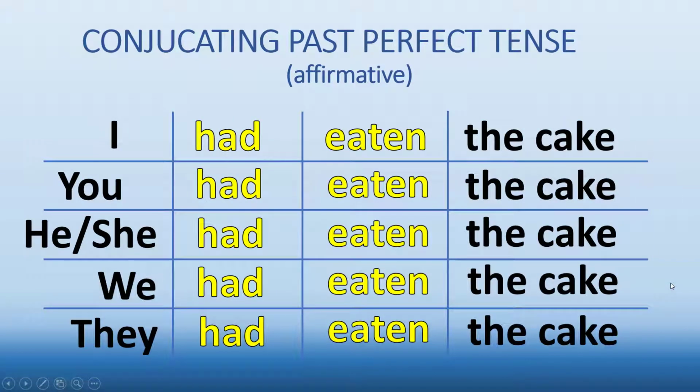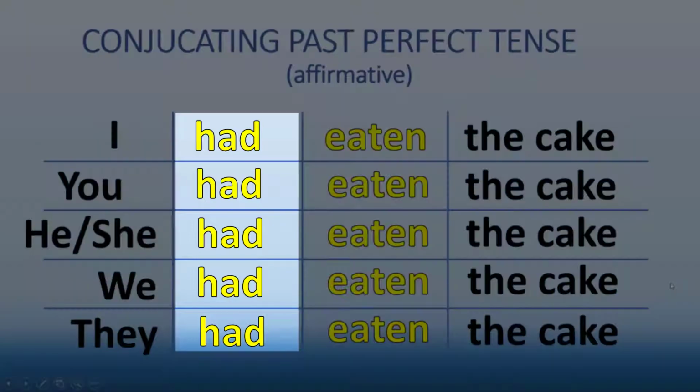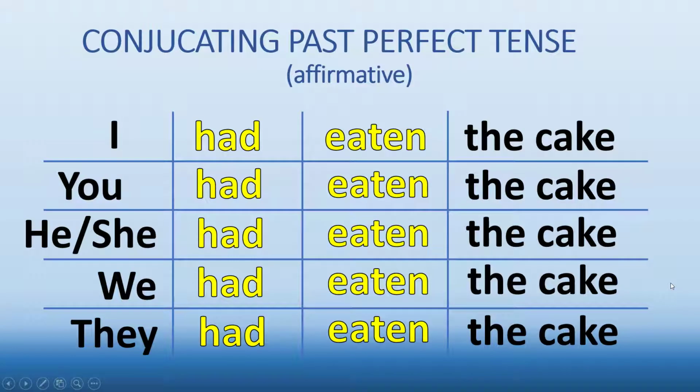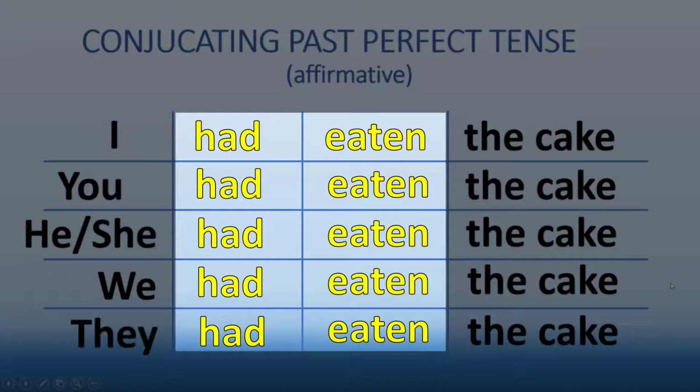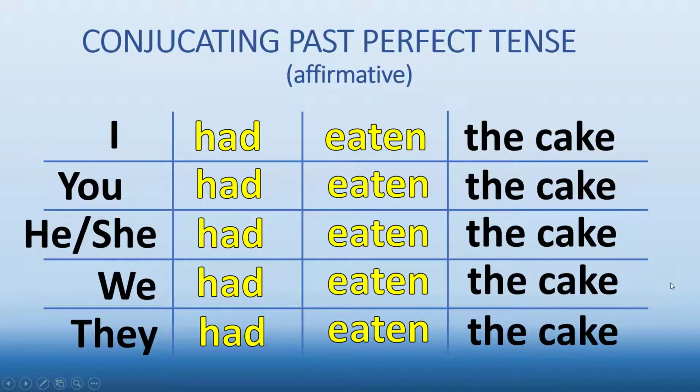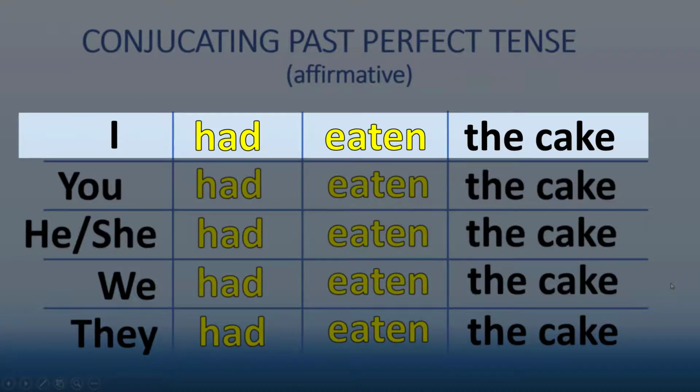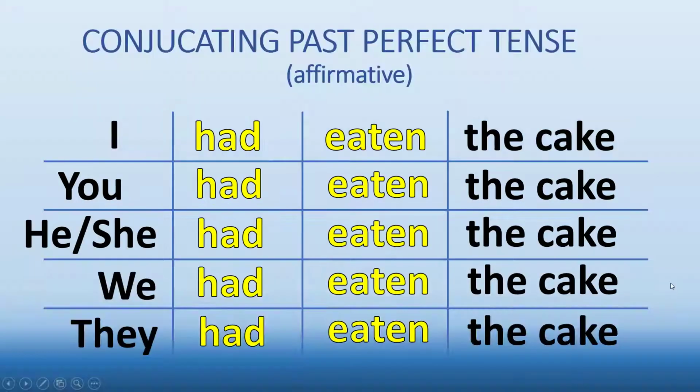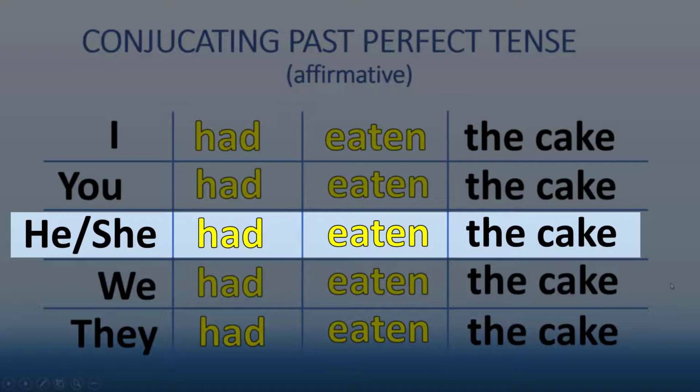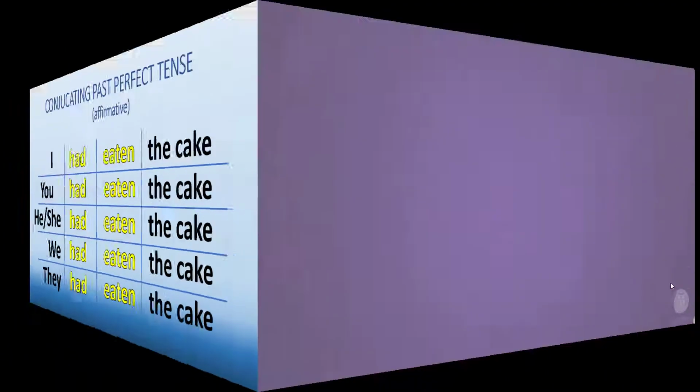Now you have just seen all the examples we have used had. In past perfect tense we use only the auxiliary verb had along with the past participle form of the verb, eaten. I had eaten the cake, you had eaten the cake, he or she had eaten the cake. So this is going on.